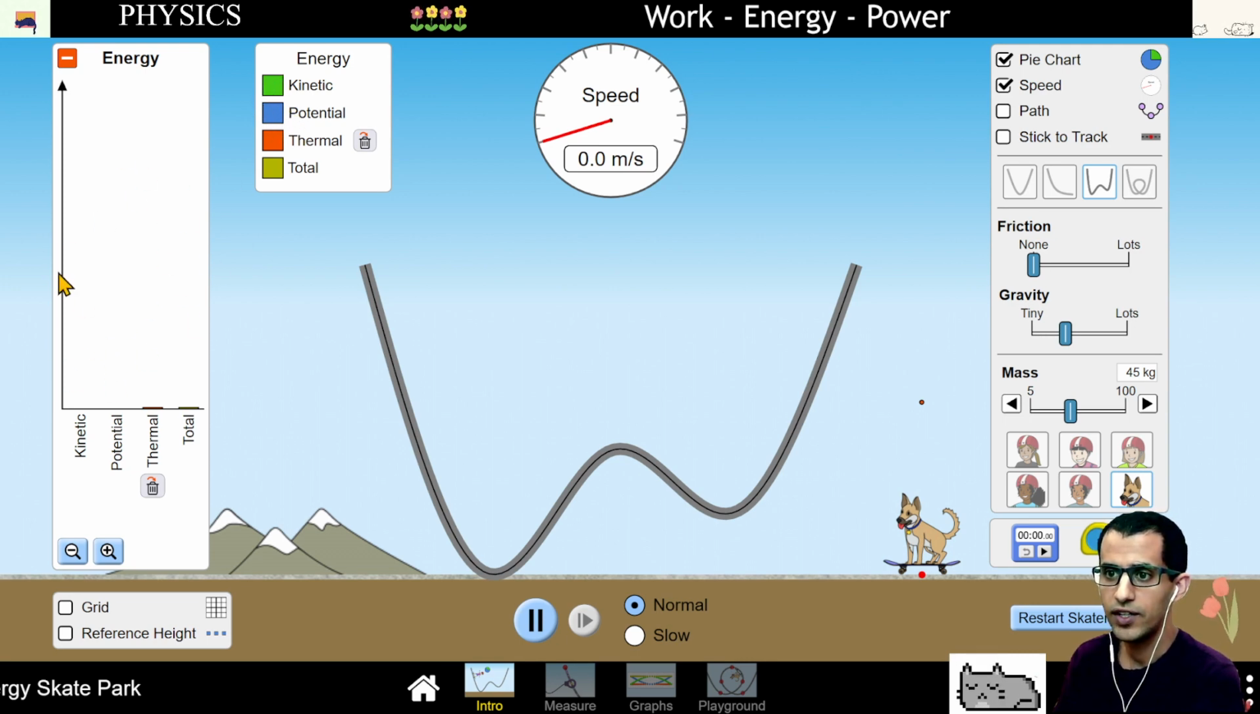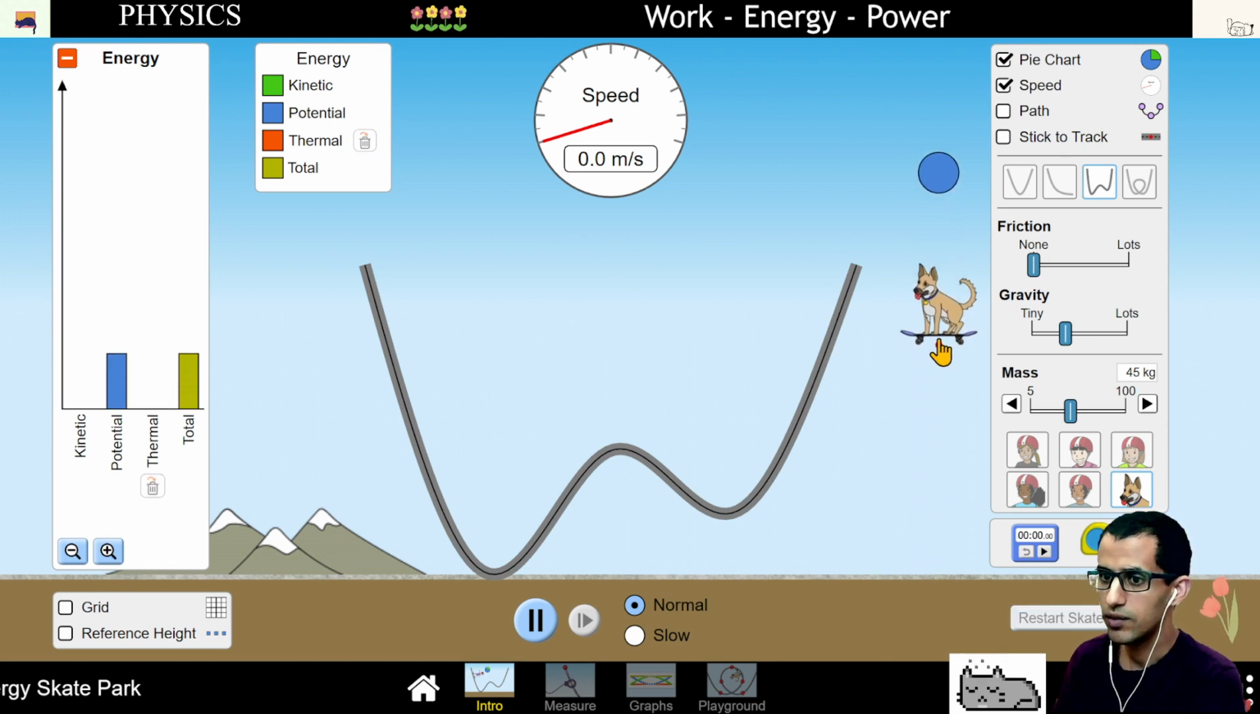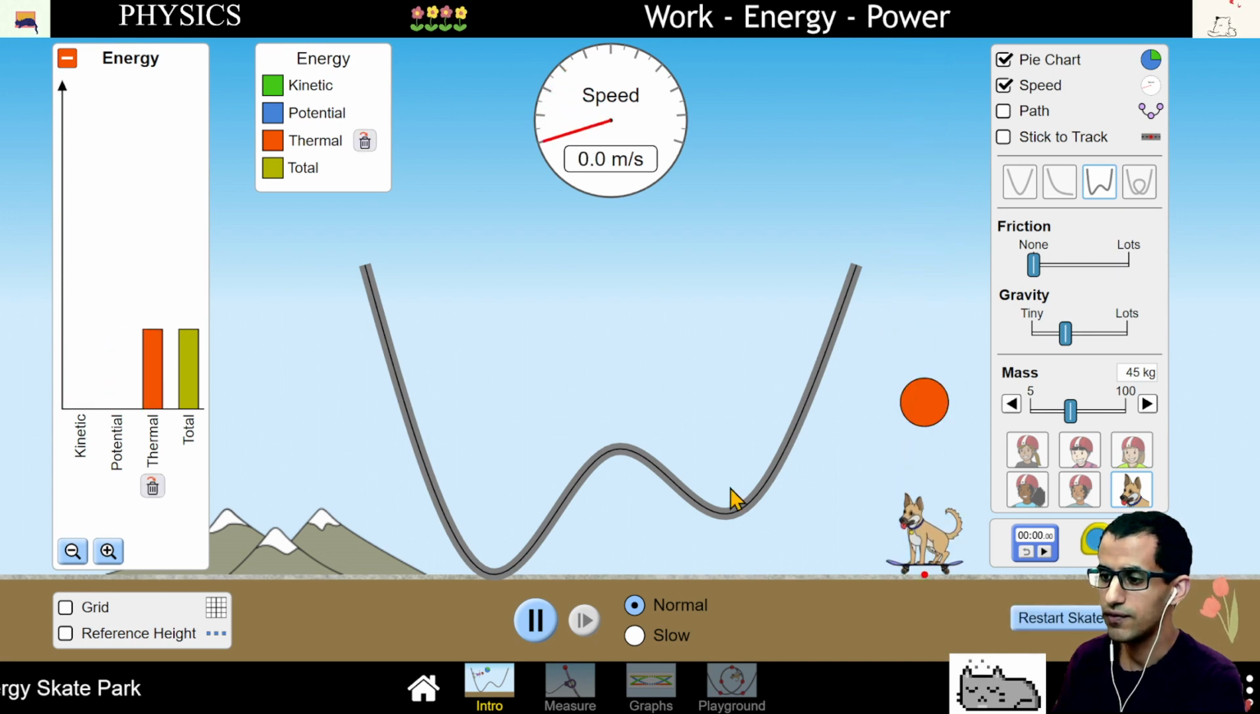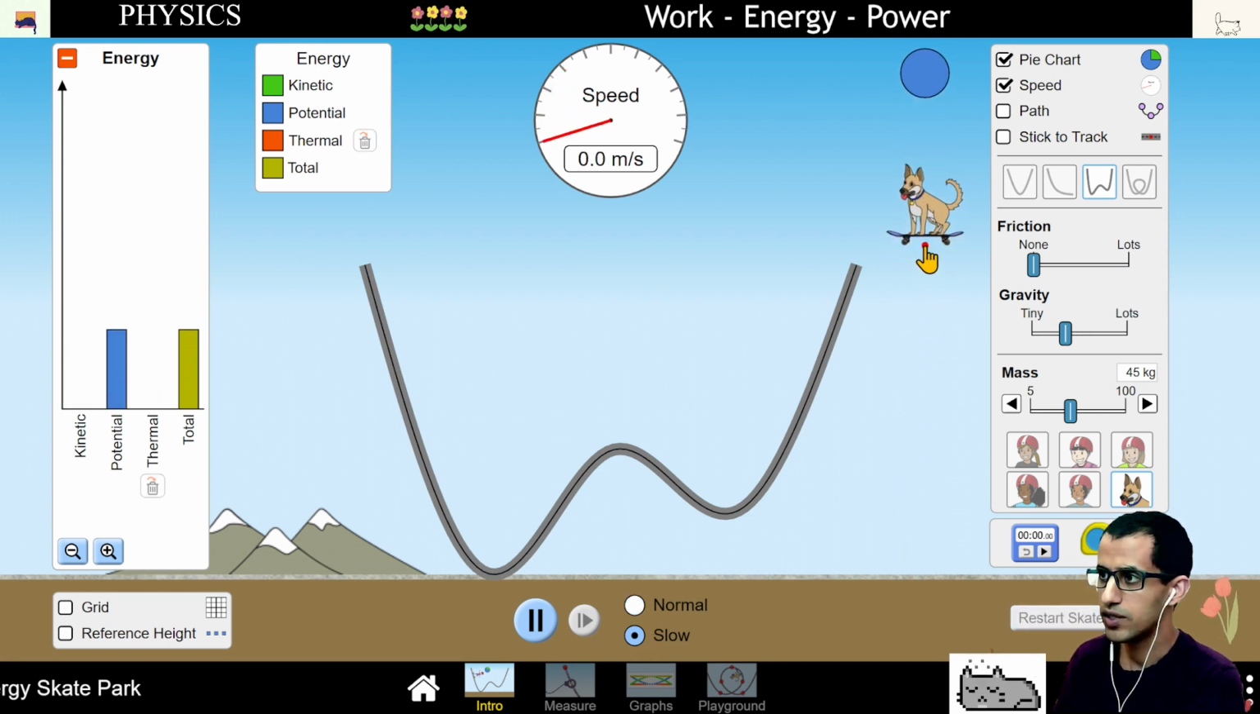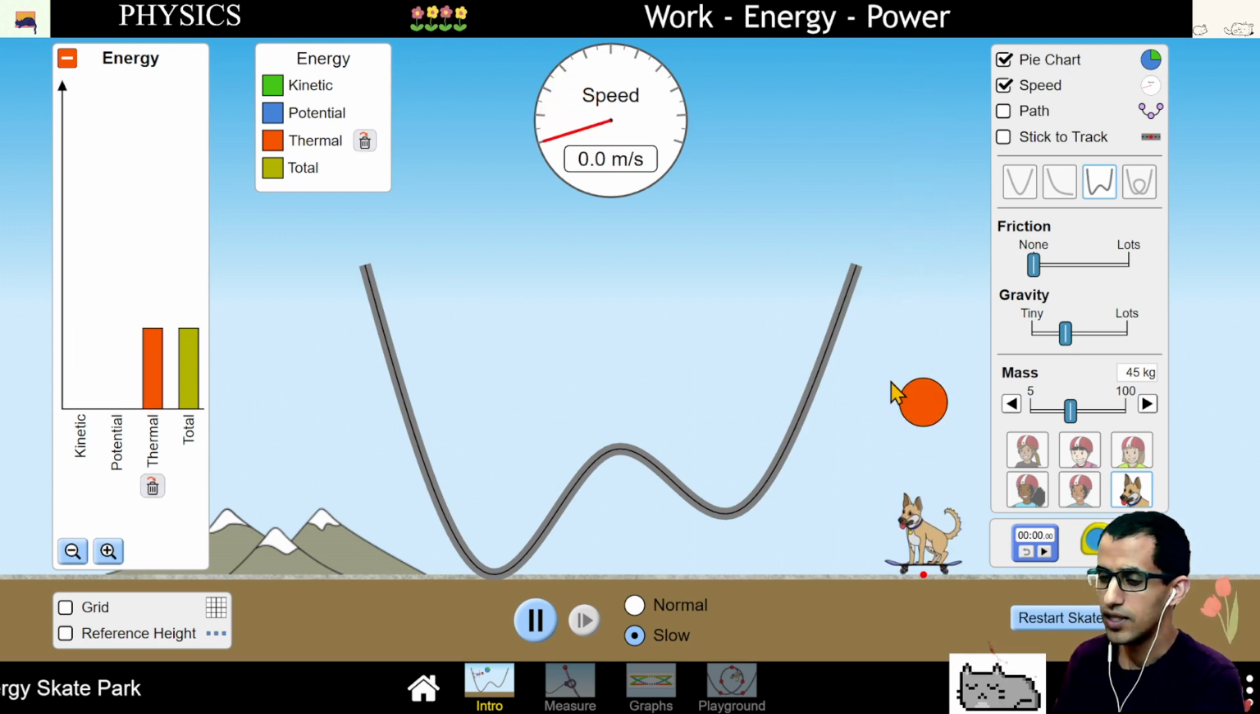We can also see what kind of energy he has based on this bar graph here. So the higher up the dog goes, the more potential he has. And when I release the dog, it's going to change the potential into kinetic as he falls. We can do this again in slow motion. And as the dog falls, he gains speed, but he loses height. And so that's an example of conservation of energy there. We lose potential, but we're gaining kinetic.